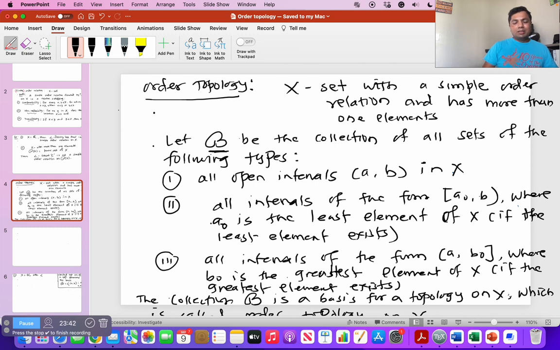Now in our example, let's see what this collection is going to be. As I said earlier, the set of real numbers doesn't have a least element and also doesn't have a greatest element. So the basis of the order topology on the set of real numbers is going to have only elements of the first type, because there is no least element. If there is no least element, you cannot have the second type of element in script B, and if there is no greatest element, then you cannot have the third type of element in script B. So in our example, this collection is going to be simply the collection of all the open intervals in R.